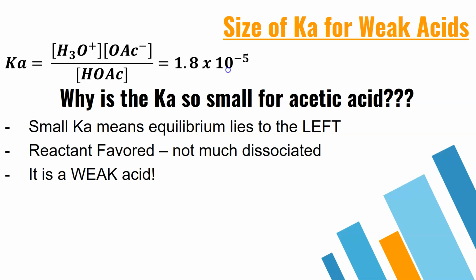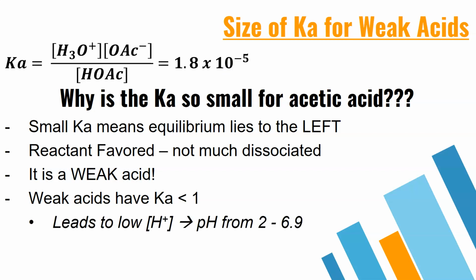These acids should have a Ka that's less than 1. Sometimes they're incredibly small. That's going to give us a very, very small concentration of hydrogen ions, which is going to give us a low pH when we plug it into our equation.